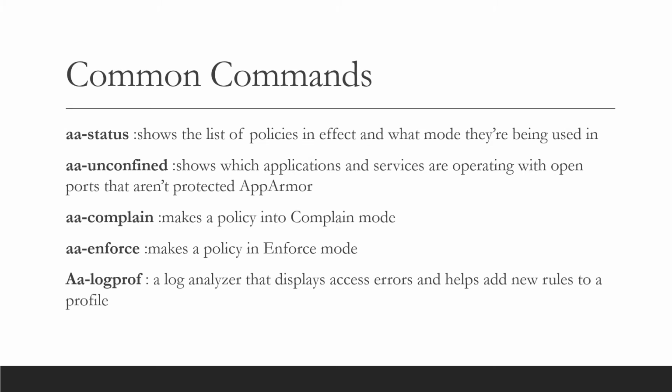Some common commands to use to harden AppArmor are aa-status, which shows the list of policies that are in effect and what mode they're being used in, so that the user knows which ones to switch to another mode in order to fix or debug them. There's aa-unconfined, which shows the applications and services that are operating with open ports that aren't protected with AppArmor, and if this isn't monitored or checked, then the system is vulnerable to being attacked by third parties.